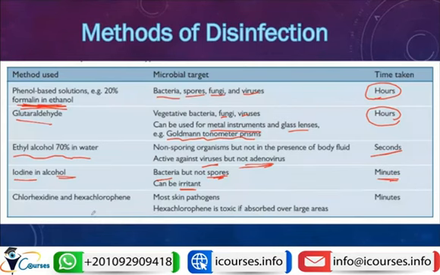Chlorhexidine and hexachlorophene are effective against most skin pathogens, and hexachlorophene is toxic if absorbed over large areas. They take only a few minutes to be effective. So these are the methods for disinfection: some are phenol-based, such as formalin in ethanol, then glutaraldehyde, ethyl alcohol in 70% water, iodine in alcohol, chlorhexidine, and hexachlorophene.